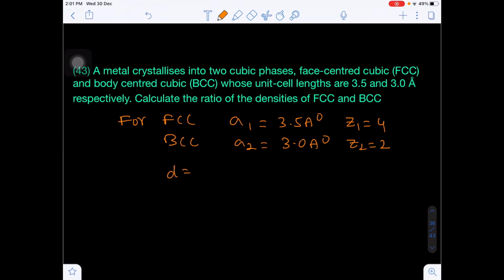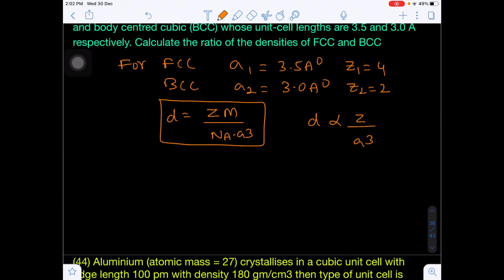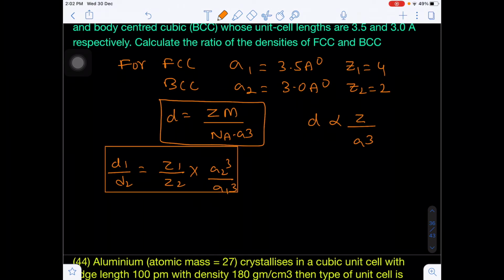Yes, density formula D is equal to Z into molar mass divided by Avogadro number multiplied by the volume of the unit cell, that is the edge length whole cube. Now do you know here density directly proportional to Z and inversely proportional to a cube. For the same elements, that means molar mass will be same and Avogadro number will also be constant. So that's why I am directly writing d1 by d2 will be equal to z1 upon z2 into a2 cube upon a1 cube. Yes or no? So this is the formula to calculate the ratio of the densities.